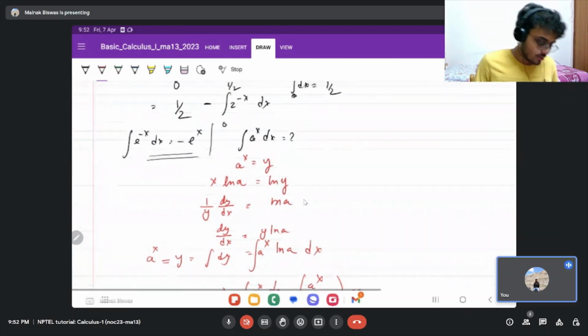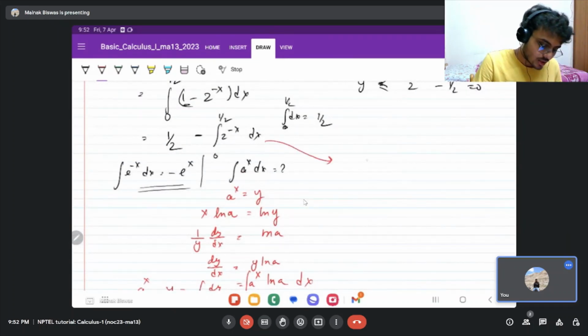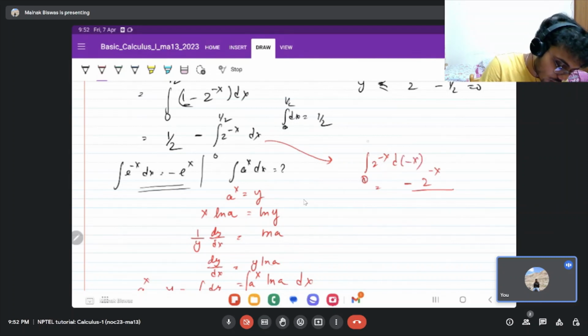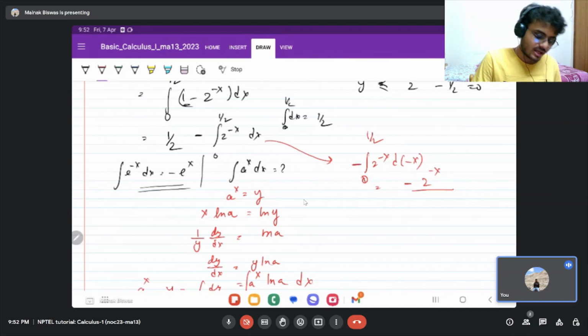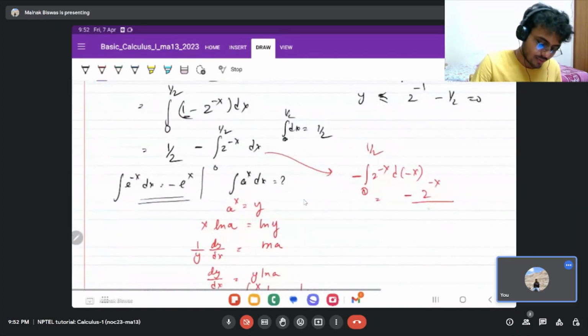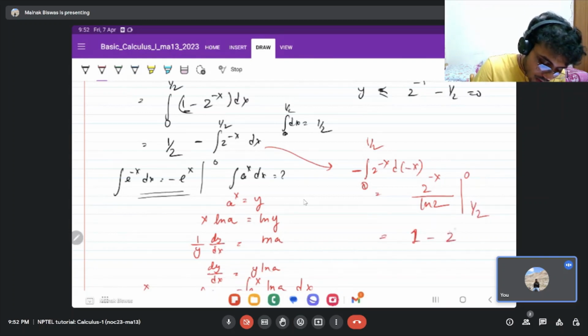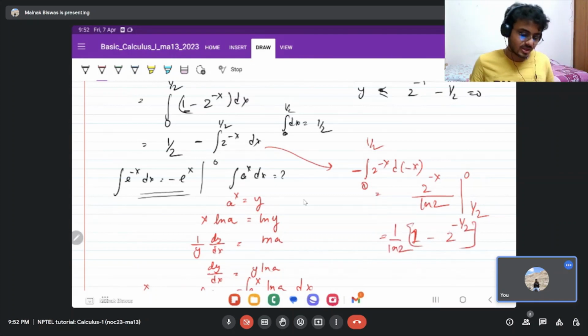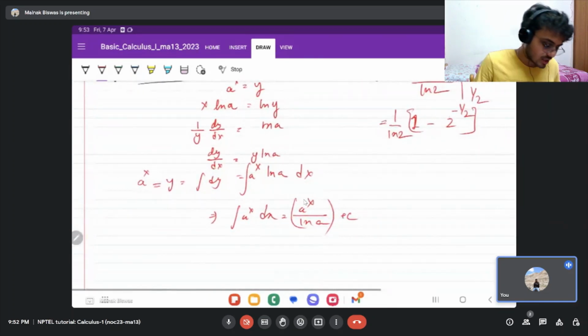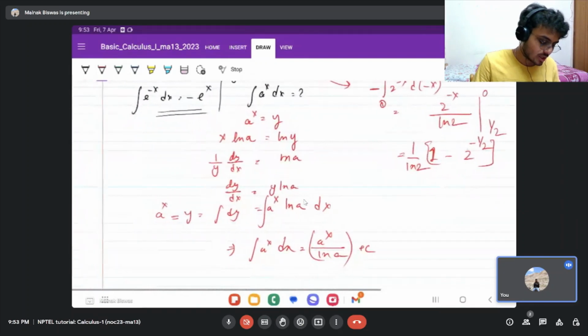Let's see. So this integral, 2 to the power minus x dx, will become minus of 2 to the power minus x, because we are taking d of minus x in this case, right? 0 to half, and we put a minus on the outside for that, by log 2, right? I hope you understand. From 0 to half, or you can dissolve the sign and invert the limits. So you have 1 minus 2 to the power minus half, or 1 by square root of 2, by 1 by log 2, right? This is your second integral. So what does your total integral look like? The total integral is something like this.